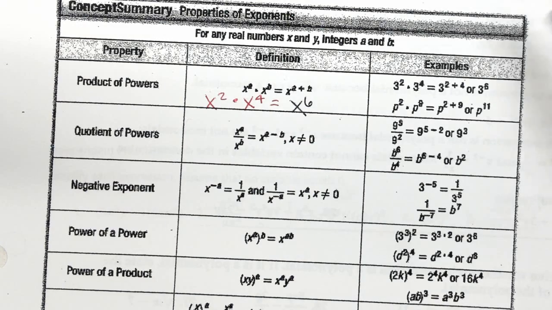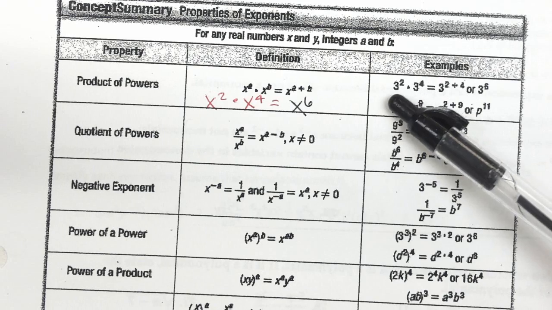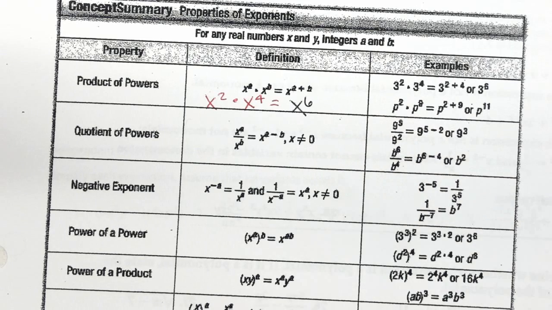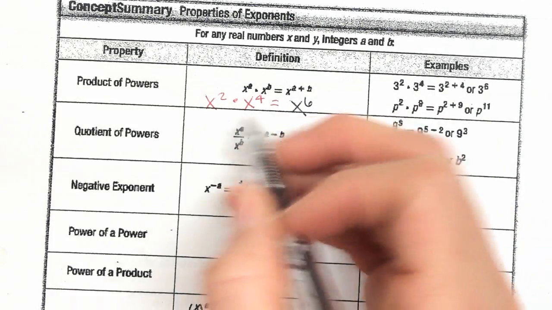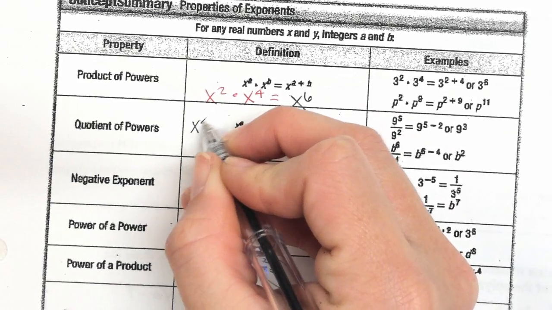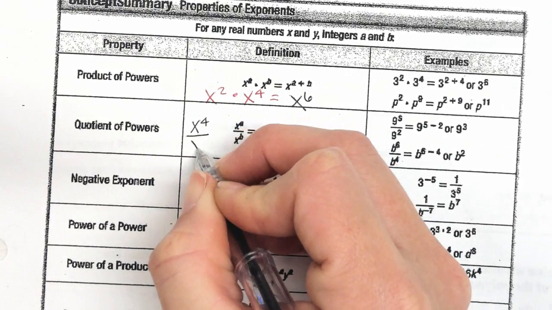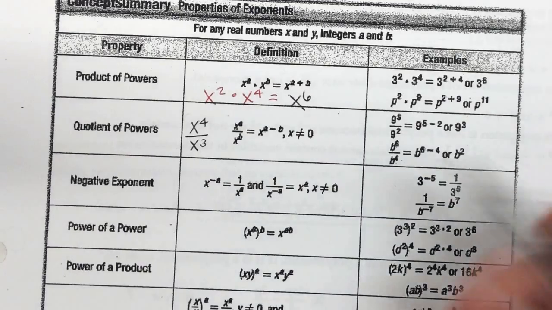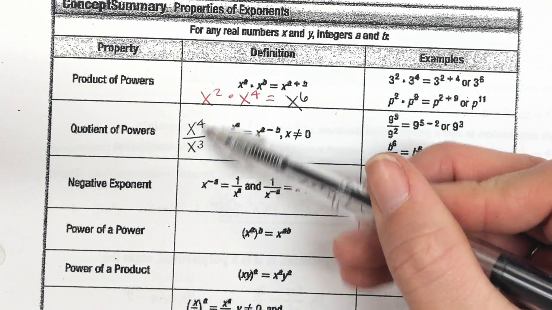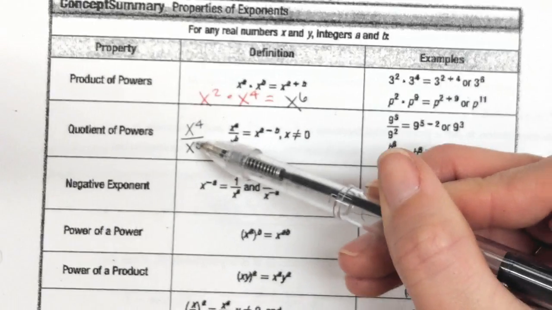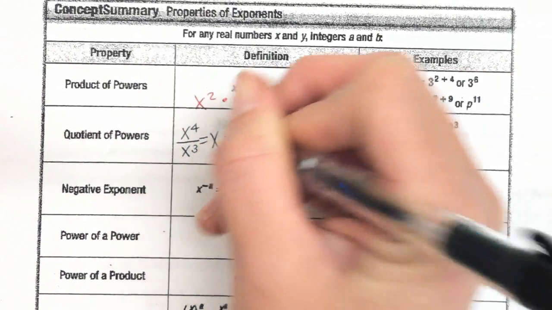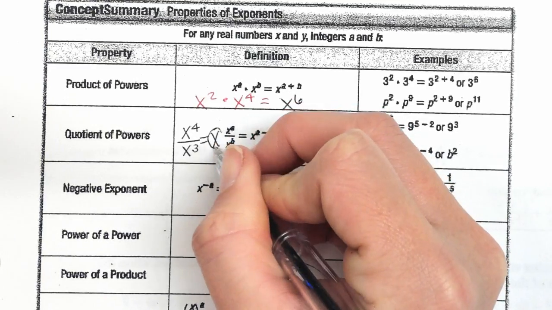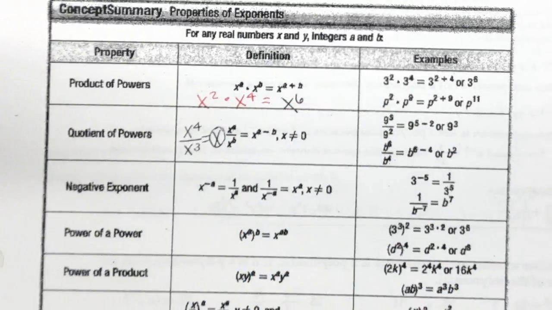And then here's some more examples to the side. You can also do it when you have a base of 3 or p or anything else. Alright, quotient of powers. So if you were dividing instead of multiplying, let's use x to the fourth over x to the third. If they're dividing and they have the same base, all you do is keep the same base, which is x, and then subtract the exponents. So 4 minus 3 would be what? Just 1. X to the first power, or just x.